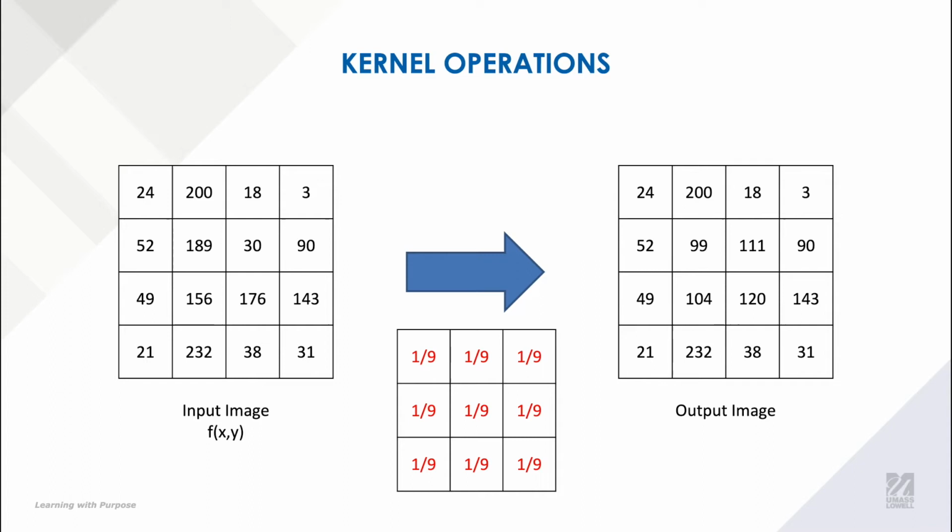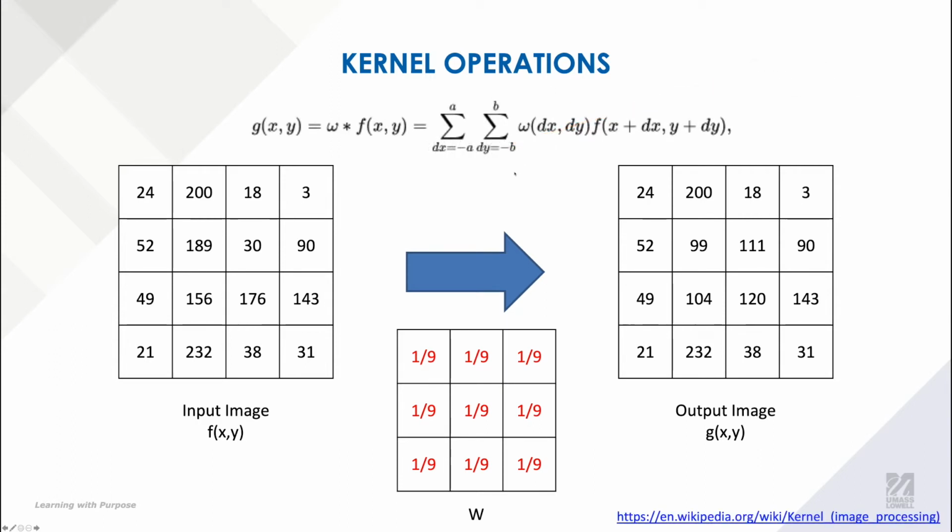So let's put a little bit of mathematical notation on this. Let's call your input image F, your window W, and your output image G. What we just did there is G(x, y) equals the convolution of W and F. Note that this is the convolution symbol, not multiplication. And what is the convolution? Well, this is the mathematical notation here.